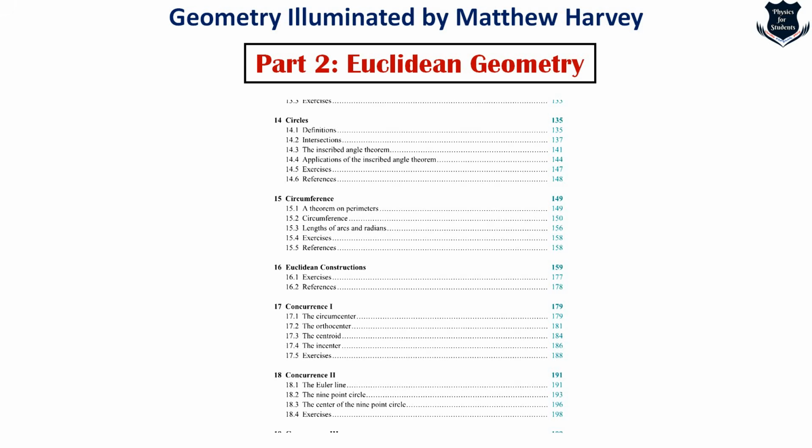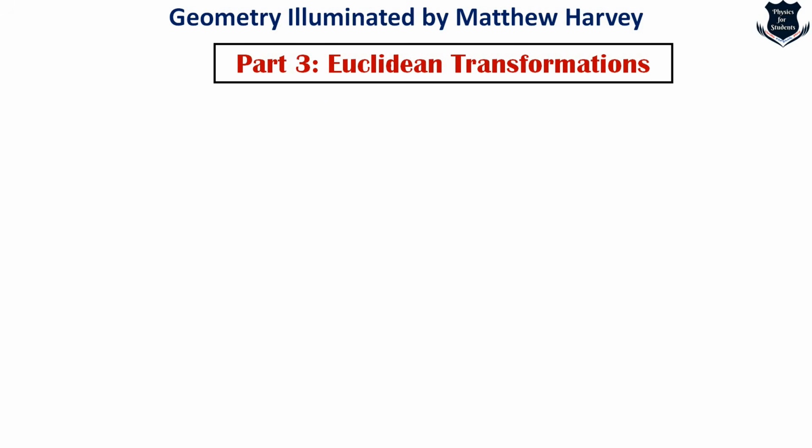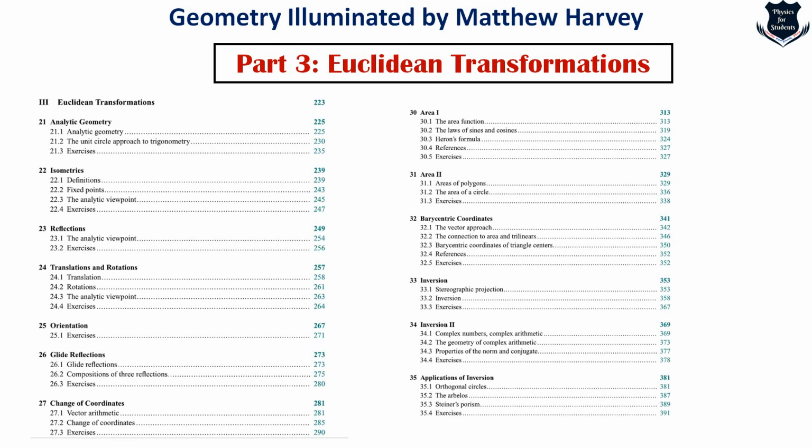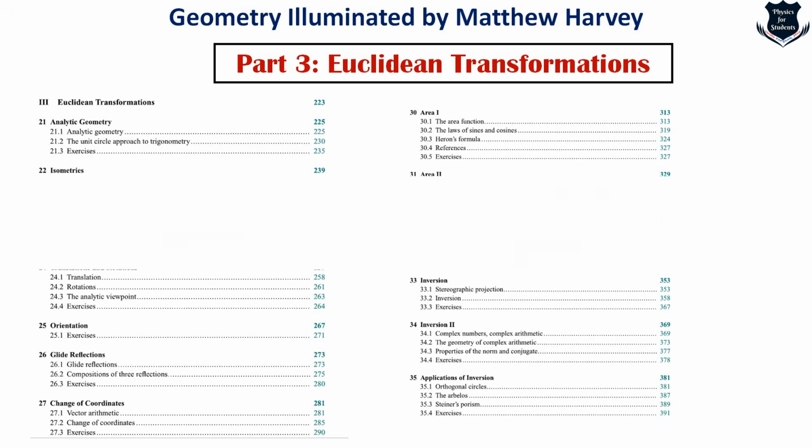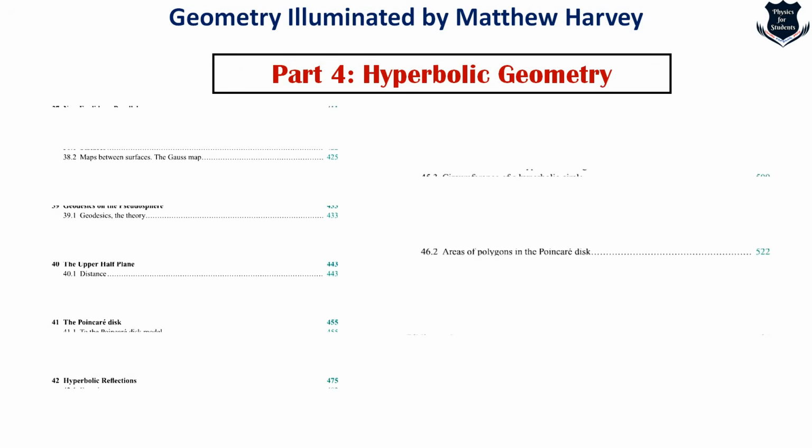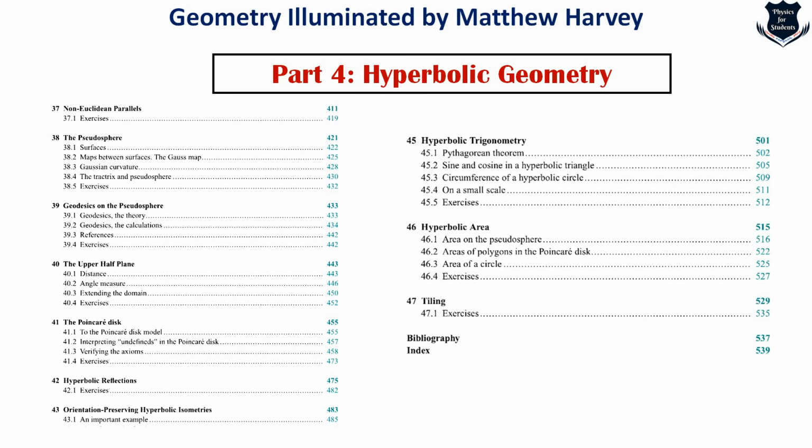Good part is that from Euclidean geometry, part 3 moves into the transformation. So you don't find any problem in analytical geometry, orientation, glide reflections, change of coordinates. Everything is very well defined. So part 3 is the Euclidean transformation, and part 4 is the hyperbolic geometry. With that, the book ends.